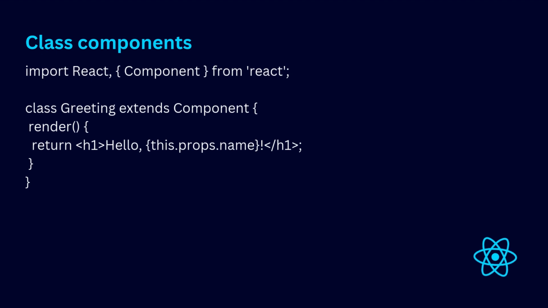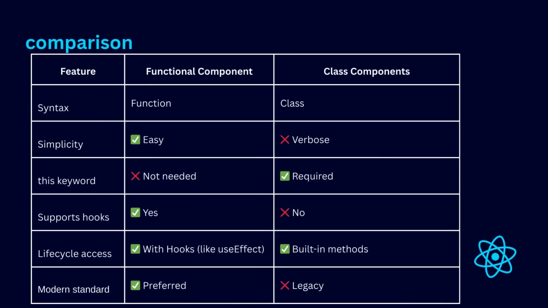Let's do a quick comparison. Let's have a table with feature, functional component and class component. Syntax: function and class. Simplicity: in functional components it's easy, in class components it's verbose. The this keyword is not needed in functional components and it is required in class components. Support for hooks: yes, functional components support hooks, class components don't support hooks. Lifecycle access: in functional components with hooks like useEffect, in class components built-in methods. Modern standard: functional components are preferred, class components are legacy.